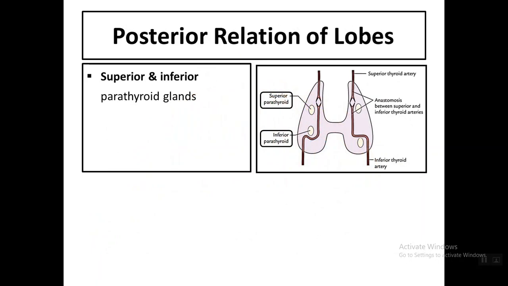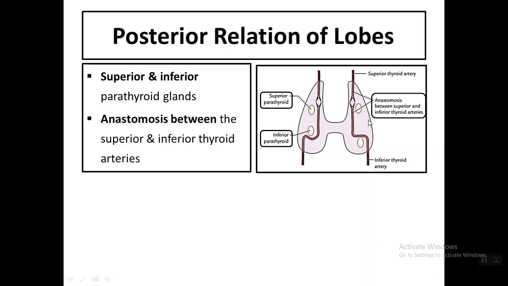Another posterior relation that is in direct contact with the gland is the superior and inferior parathyroid. They are attached directly to the posterior border of each lobe. Superior and inferior parathyroid, and there is the anastomosis between the superior and inferior thyroid artery, also related to the posterior border of the two lobes of the thyroid gland.